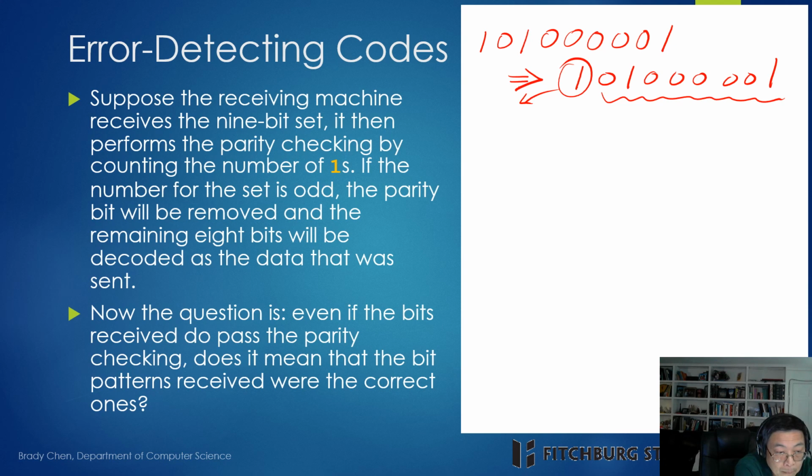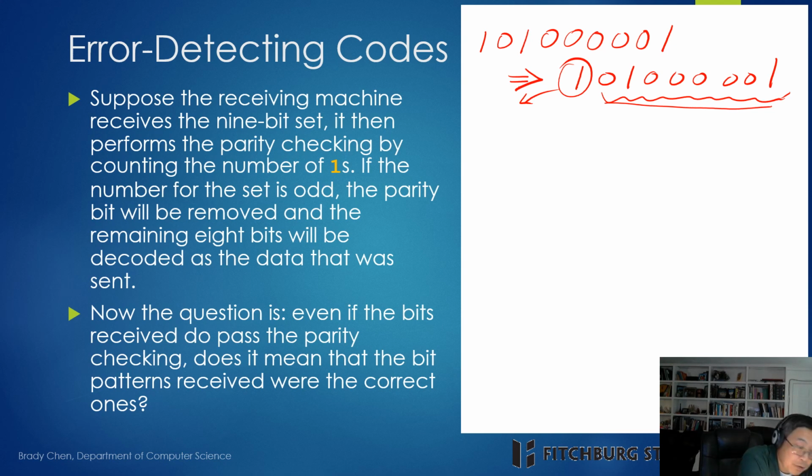Now, do you see any problem with this? We're going to discuss it later. Even if the parity checking says the number of ones is odd, so the result is correct, that's not exactly the truth. Sometimes it may not be the case, so we'll talk about this later. But using odd parity checking, we have to accept this as a true sequence.